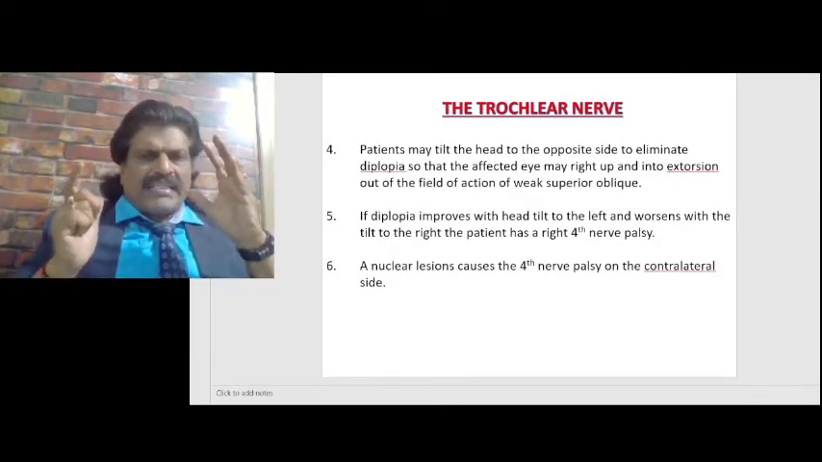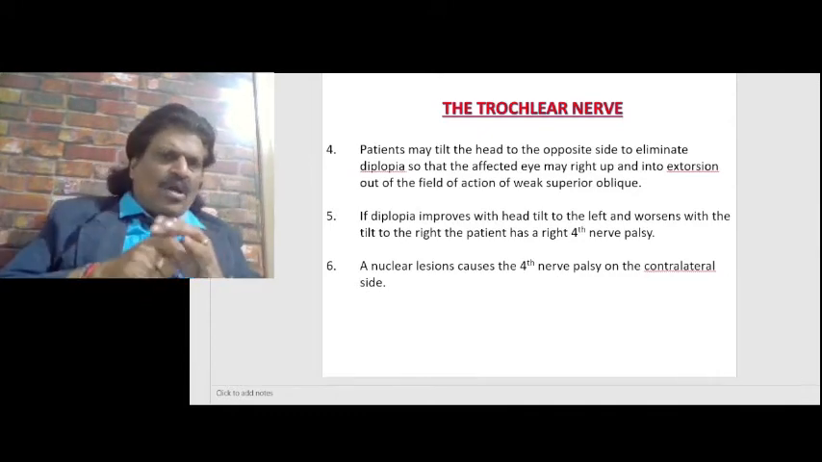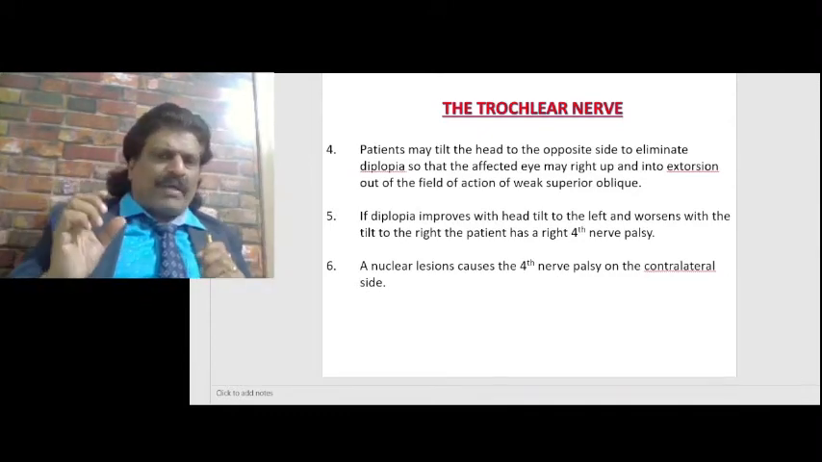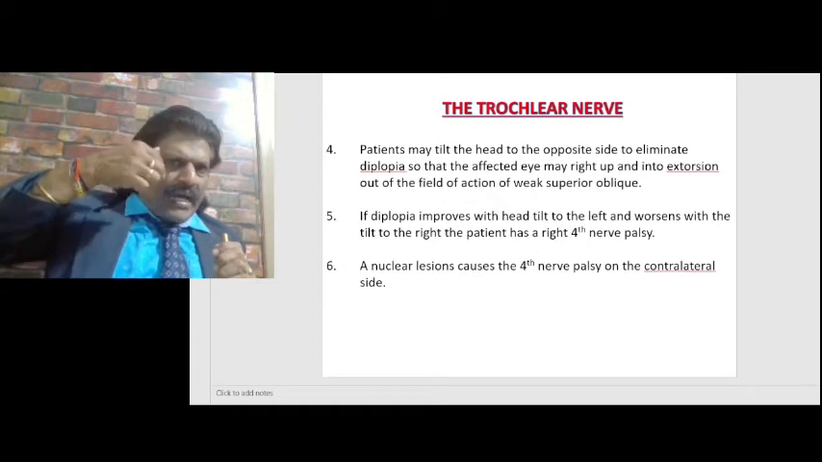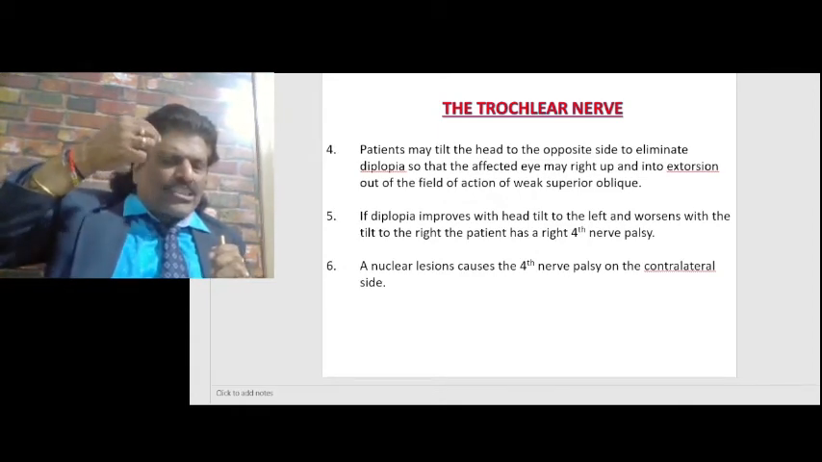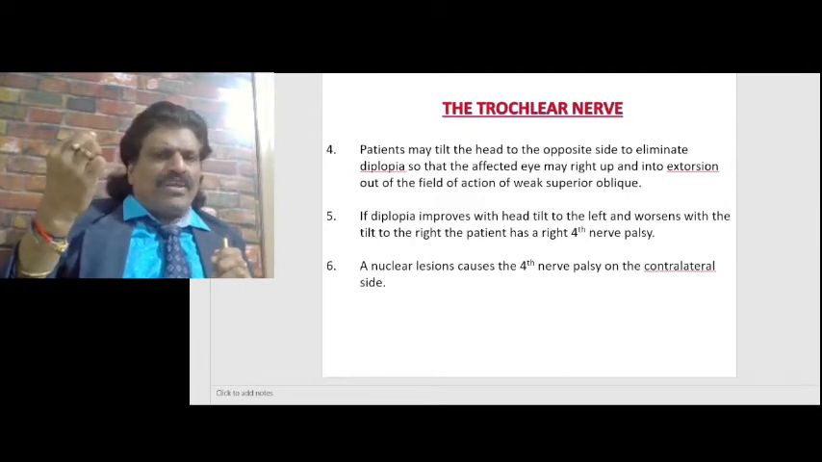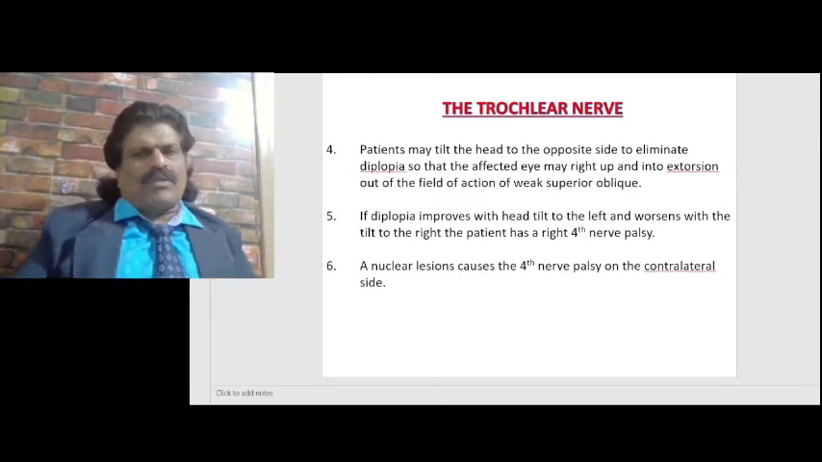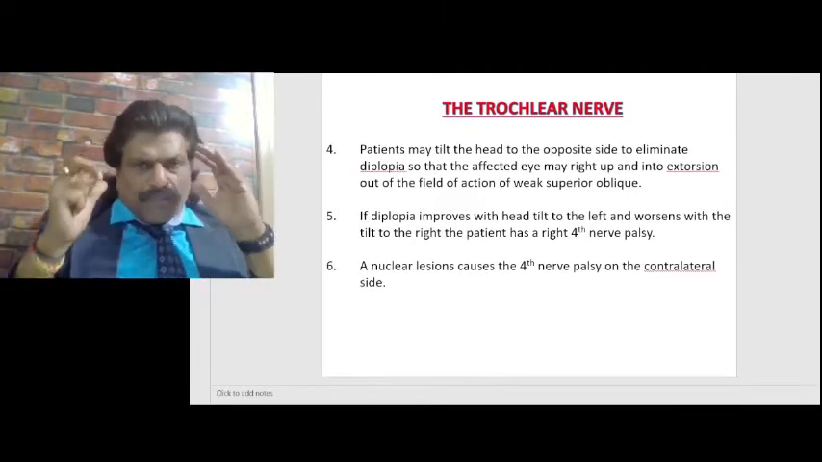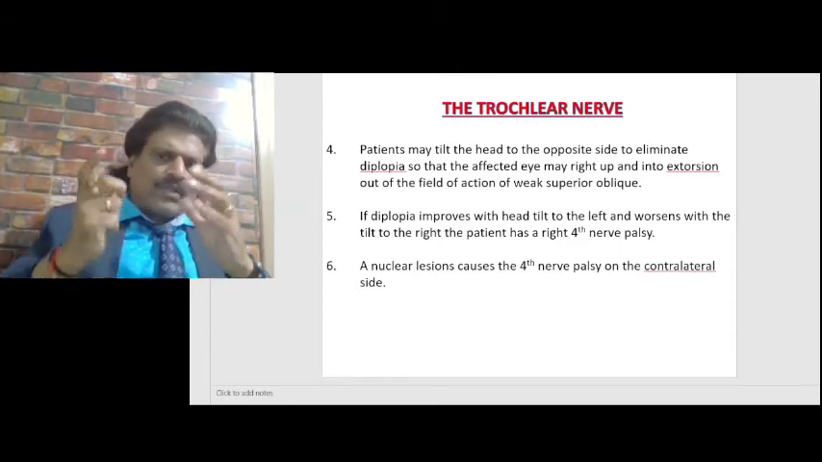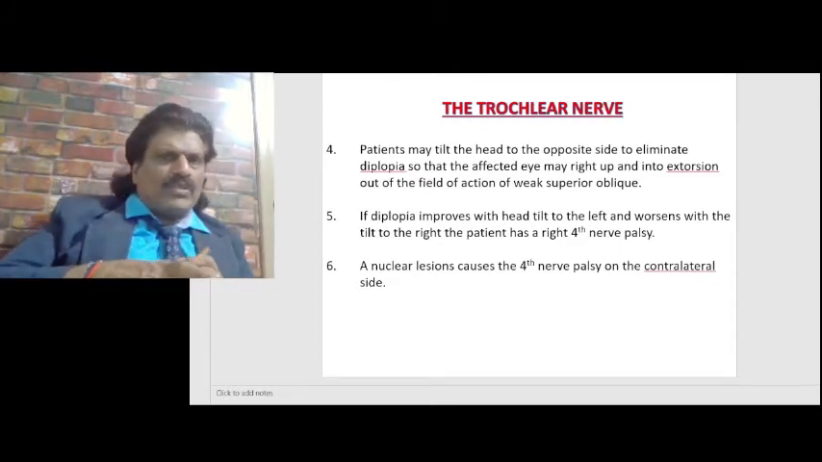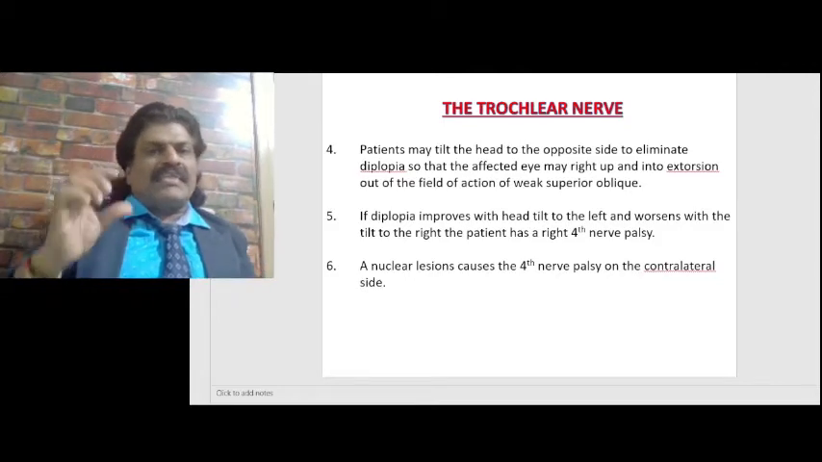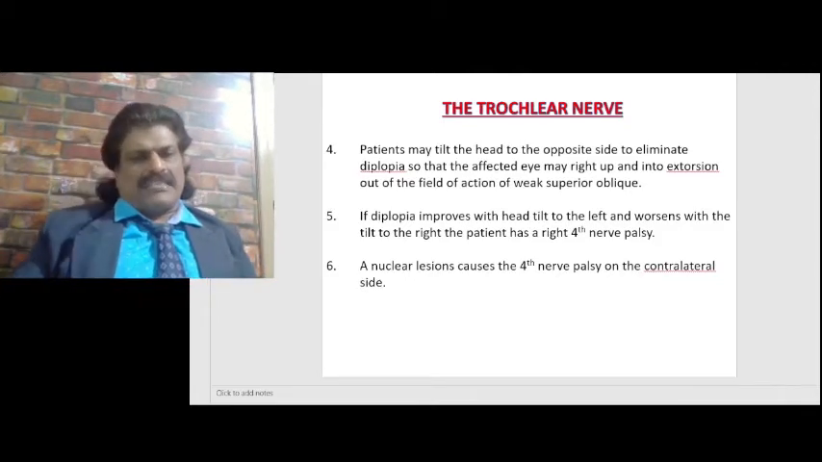Patients may tilt the head to the opposite side to eliminate the diplopia, so that the affected eye may go into extorsion, out of the field of action of the weak superior oblique. If diplopia improves with the head tilt to the left and worsens with the tilt to the right, the patient has got a right 4th nerve palsy.